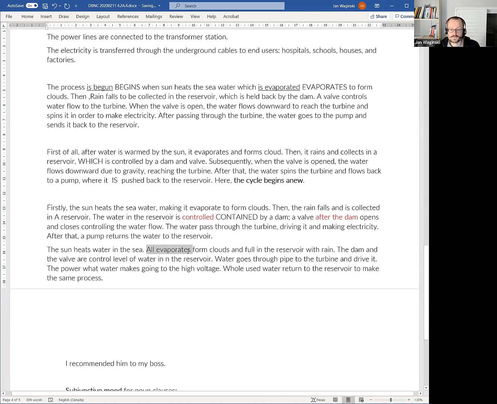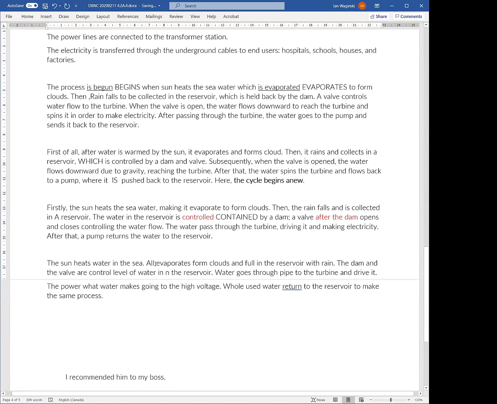All evaporates form clouds. I try to search for evaporate as a noun, not a verb. What is the noun for evaporate? Evaporation. Oh. So how do we put that?